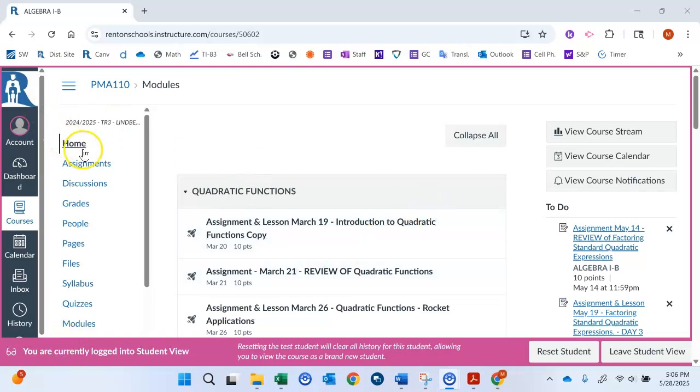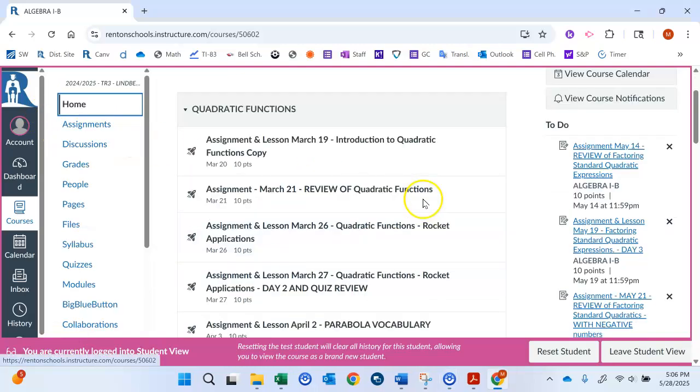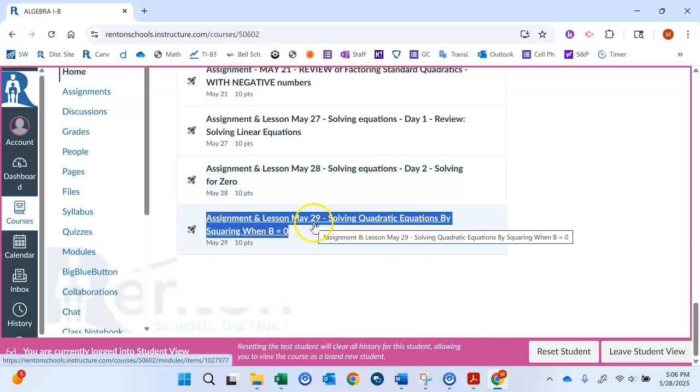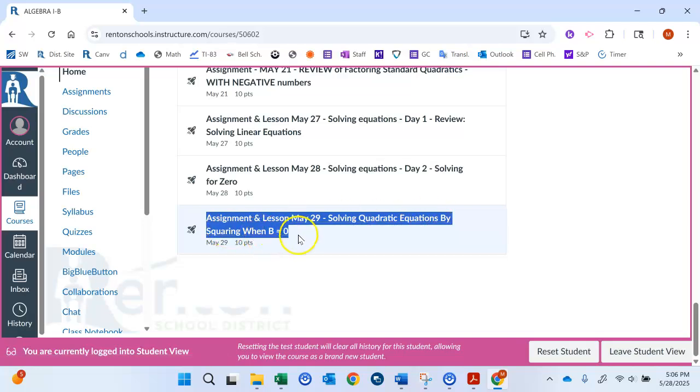Hello, everybody. Today we will be doing the lesson, assignment and lesson May 29th, solving quadratic equations by squaring when b is equal to 0.